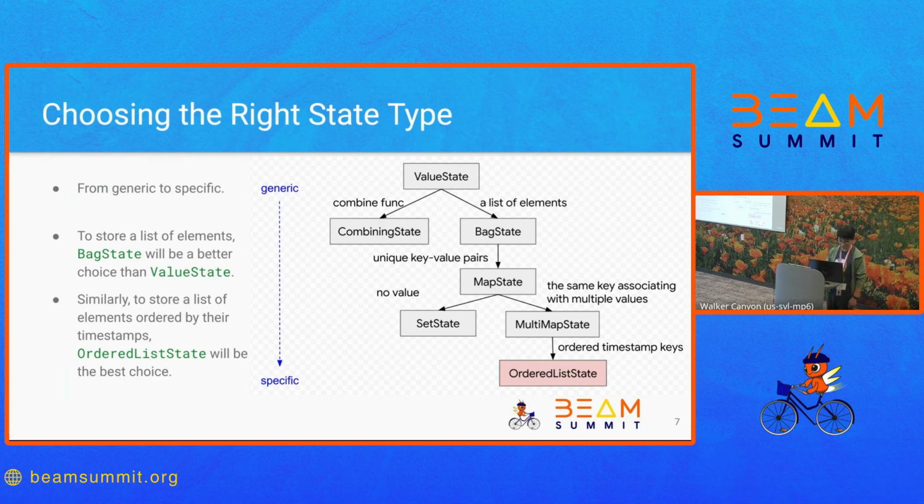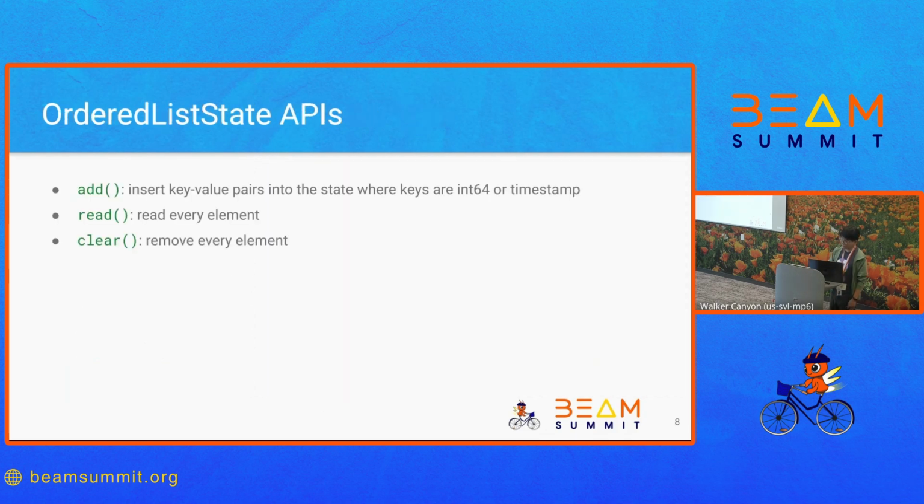Likewise, if users want to store a list of elements ordered by their timestamp key, ordered list state will be the choice. So ordered list state has three APIs that are the same as the bag state. They are add, read, and clear.